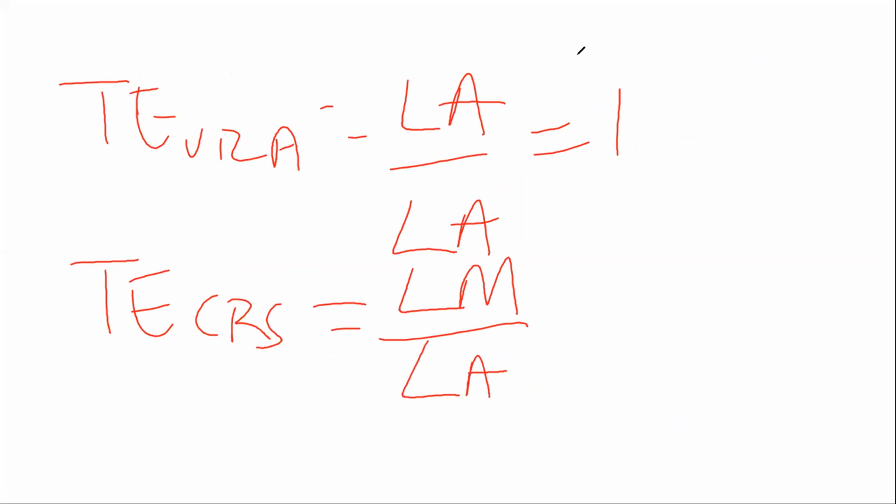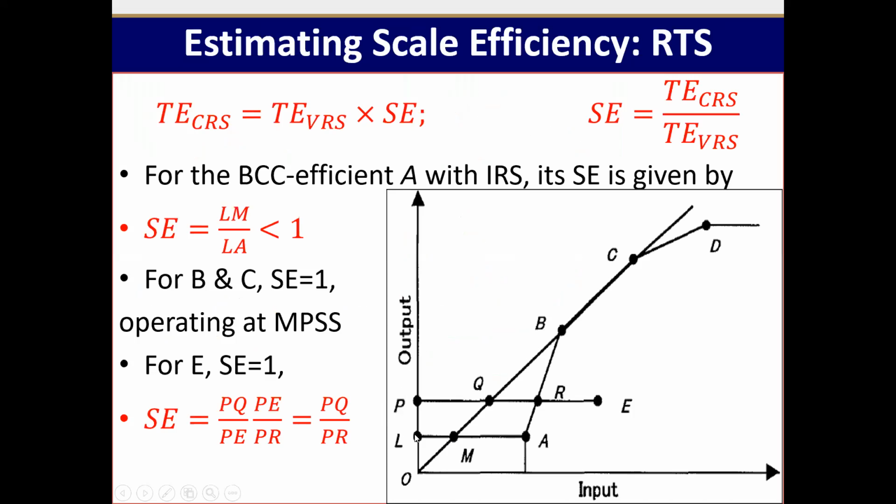Now that one, we know is going to be less than 1. How do we know? Because we know that LM is a shorter distance. Now, how do we know that LM is a shorter distance? Well, look at the LM here. LM there is shorter than LA. Now, the difference between these two will give us the scale efficiency. Now, watch how we calculate the scale efficiency from this.